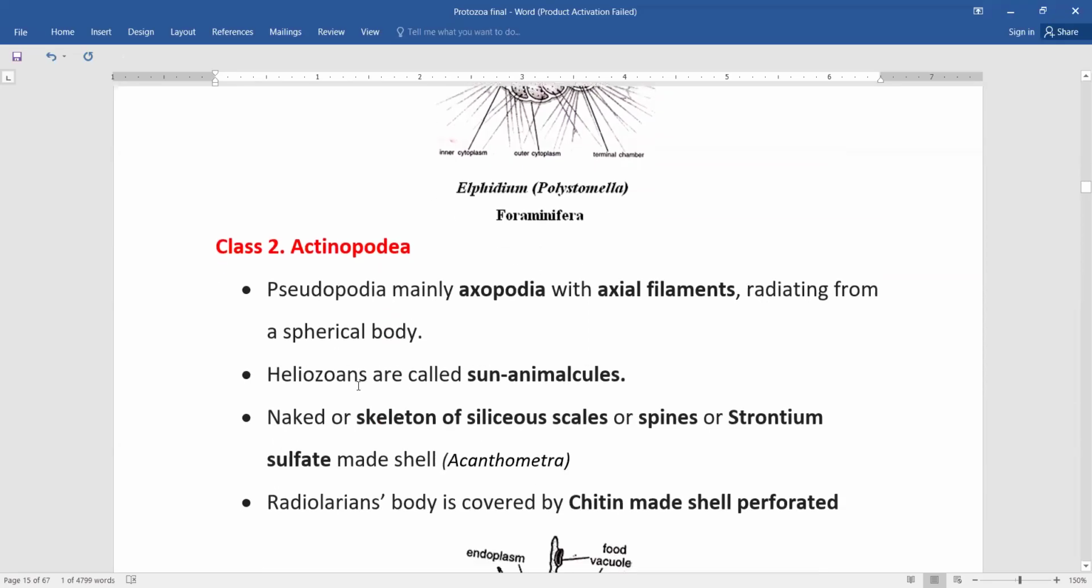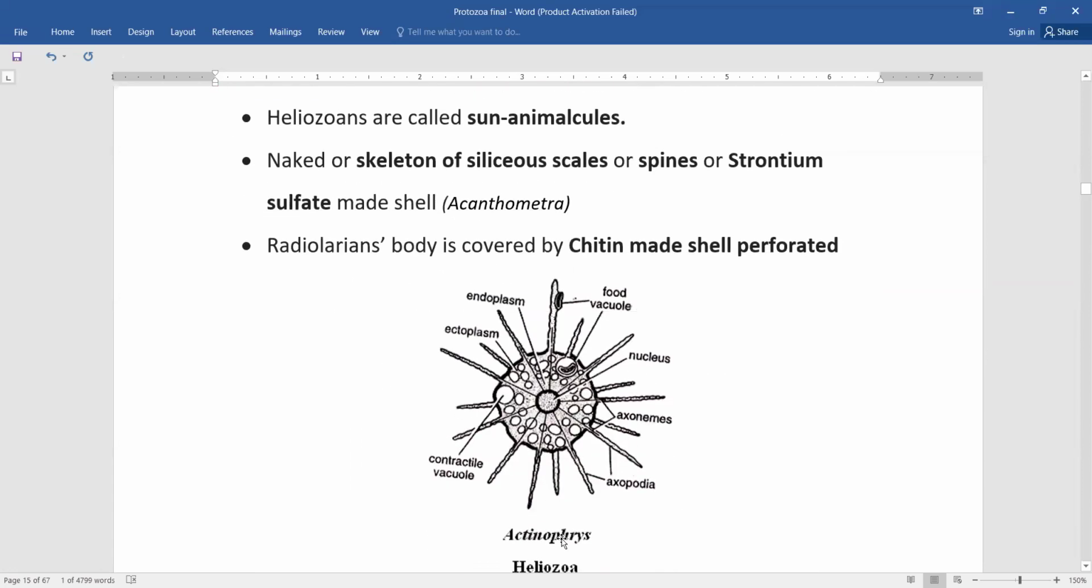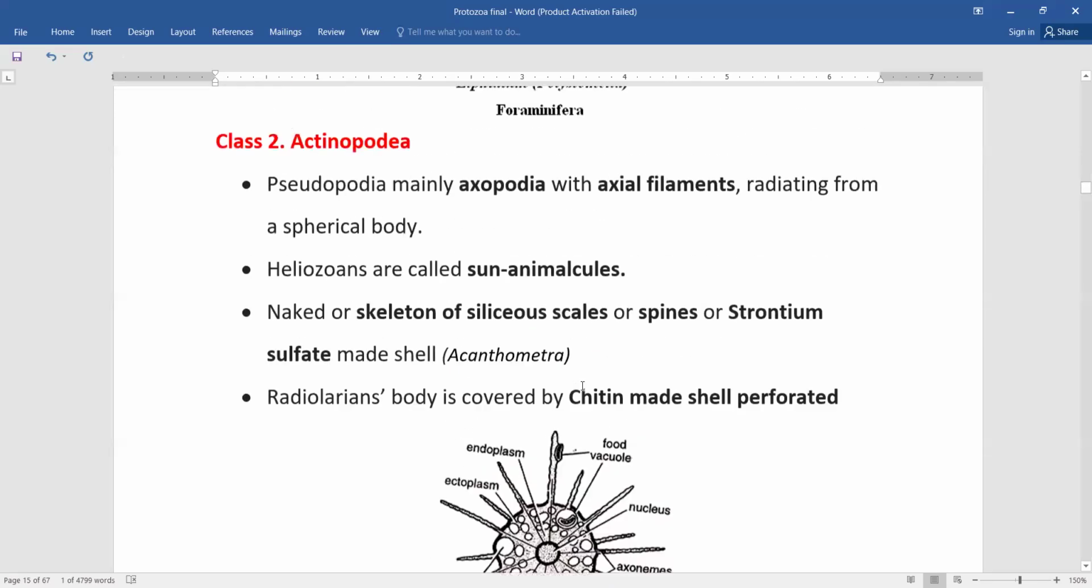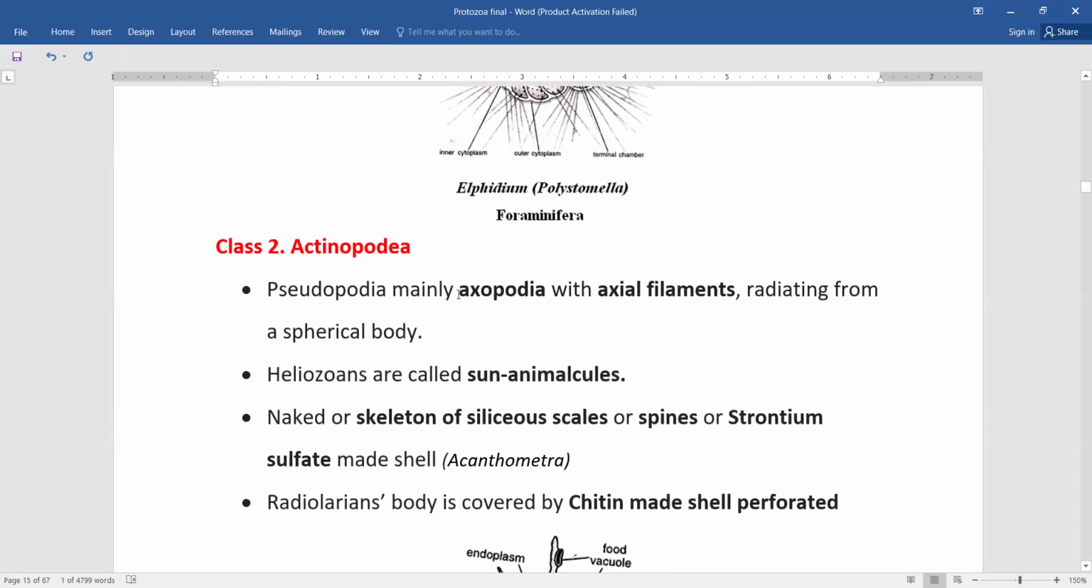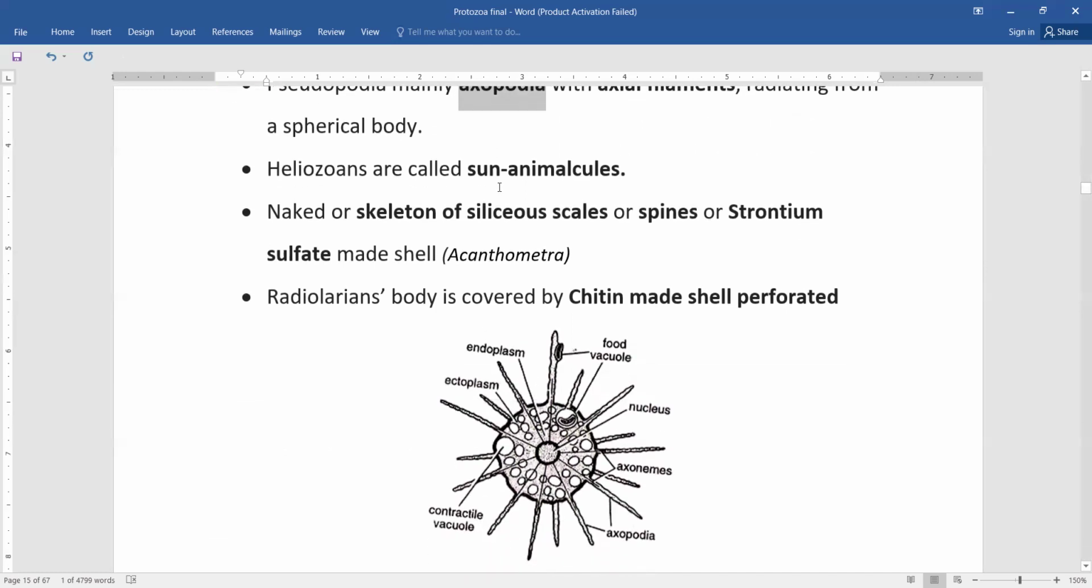Actinopodia. So what is that? If you observe this animal, this is called the bell animalcule. Okay, Actinophrys. If you observe these pseudopodia, they are sharp. It looks like a sun. Anyway, the pseudopodia are mainly axopodia, that is, they are sharp, supported by rod-like axial filaments. They radiate from a spherical body. So there is an order called Heliozoa. They look like a radiating sun. They are called sun animalcules.